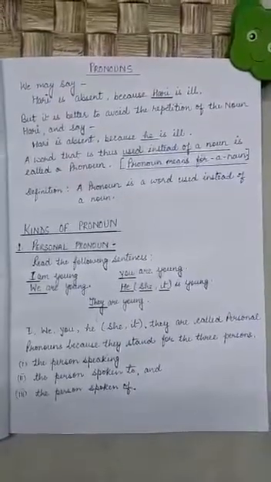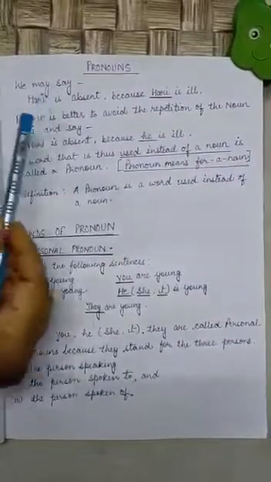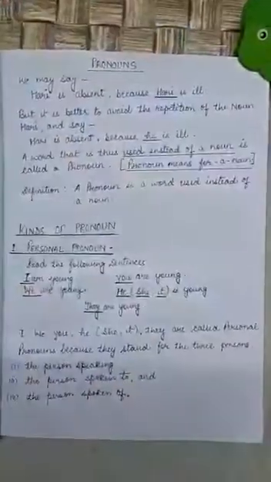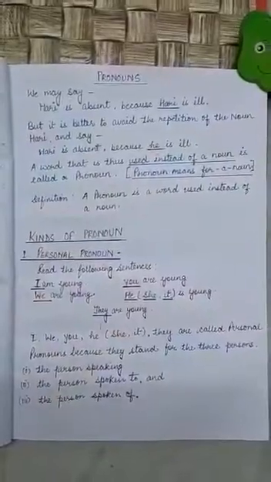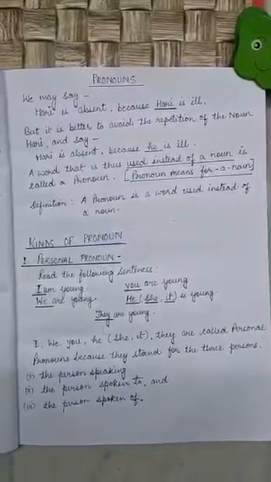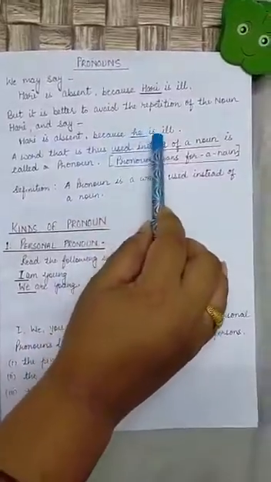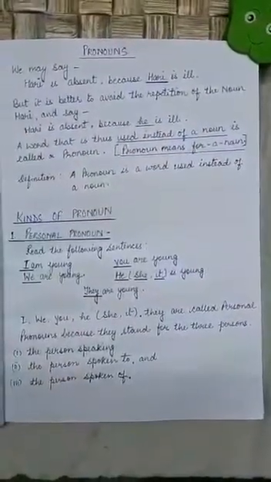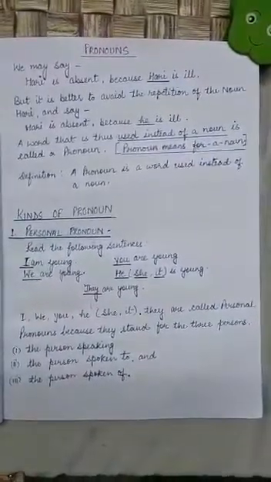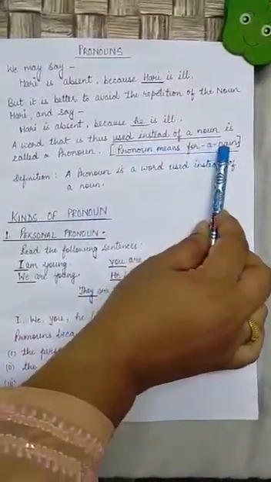So dear children, we shall discuss first what is a pronoun, and we may say that Hari is absent because Hari is ill. But it is better to avoid the repetition of the noun Hari, and we can say Hari is absent because he is ill. Now, a word that is thus used instead of a noun is called a pronoun. So basically, pronoun means for a noun.